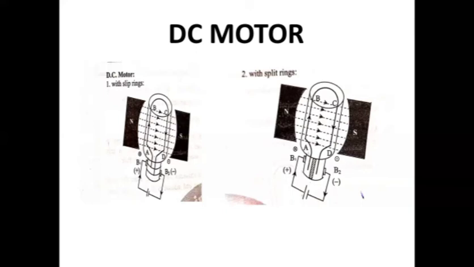This can be implemented by replacing the slip rings with the split ring, or the commutator segments. So, with the split ring, what is happening? I will explain now. From the figure, the current direction is from A to B and from C to D. Therefore, electromagnetic torque is in anti-clockwise direction.